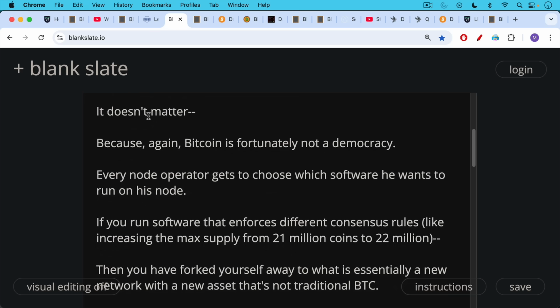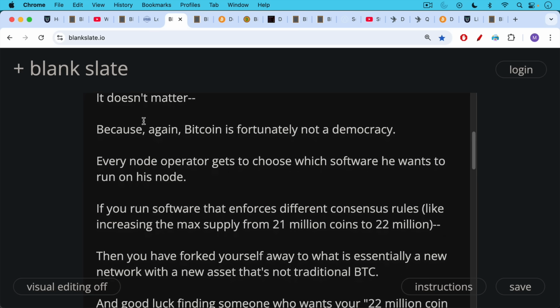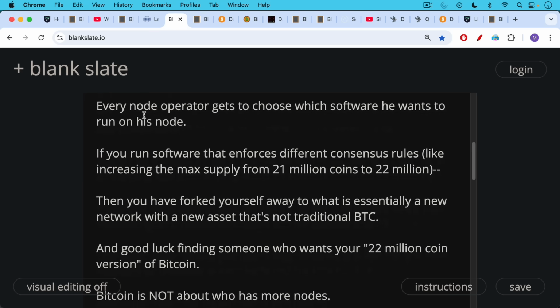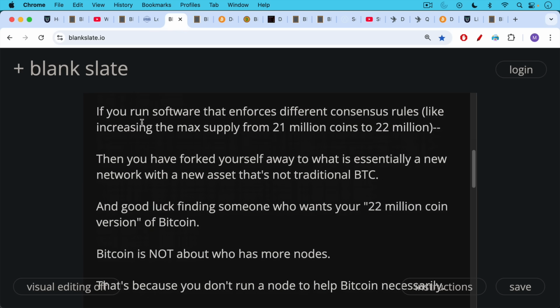If you run software that enforces different consensus rules, like maybe increasing the max supply from 21 million coins to 22 million coins, then you've basically just forked yourself away to what is essentially a new network with a new asset that's not traditional Bitcoin. And this asset will not be recognized as traditional Bitcoin by people running regular Bitcoin software. Also, good luck finding someone who wants your 22 million coin version of Bitcoin. No one's going to want that.